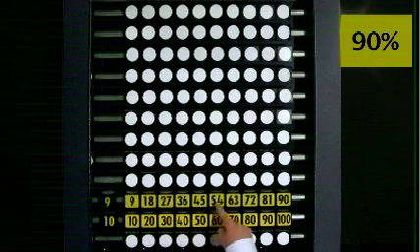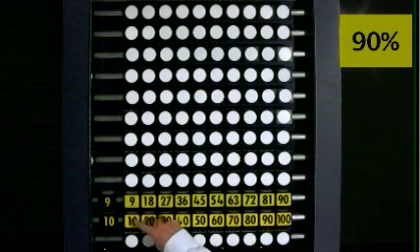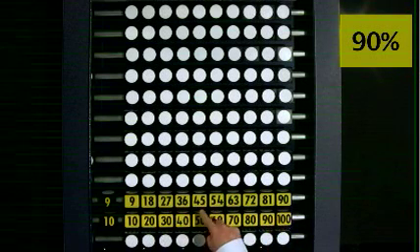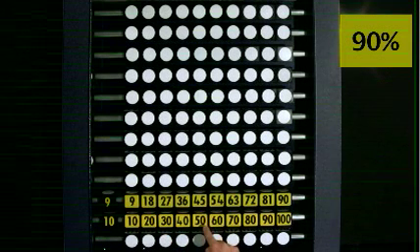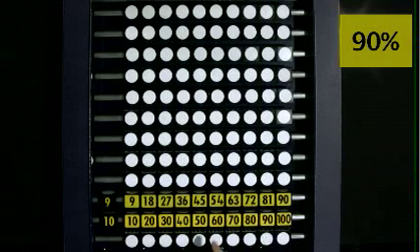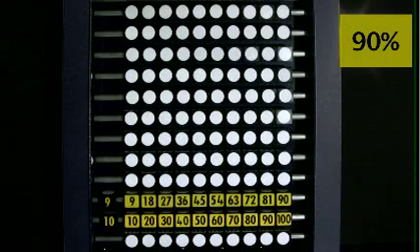Here's the 9 times table. Here's the 10 times table. Every fraction is 9/10. 18 out of 20, 9/10. 45 out of 50, 9/10. 81 out of 90, 9/10. The percentage for 9/10 is 90%.